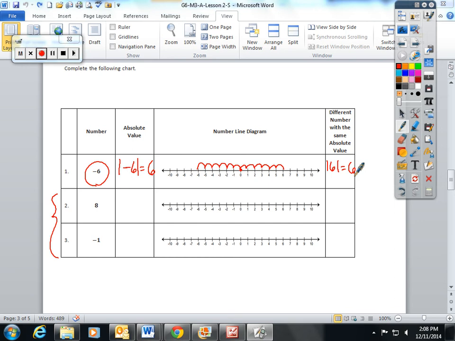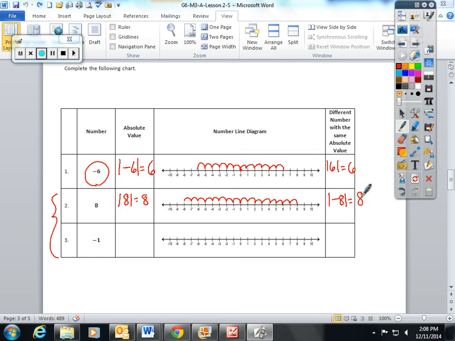Okay, so the absolute value of 8, I'm going to look at my number line. You always start at your 0. The number 8 has an absolute value of 8. It's 8 spaces away from 0. There is another number that's 8 spaces away from 0. The absolute value of negative 8 is also 8.